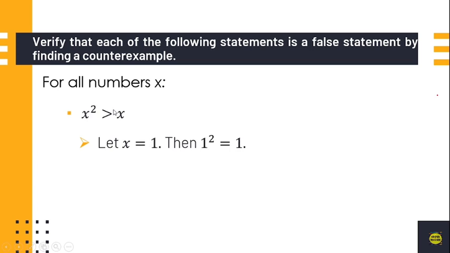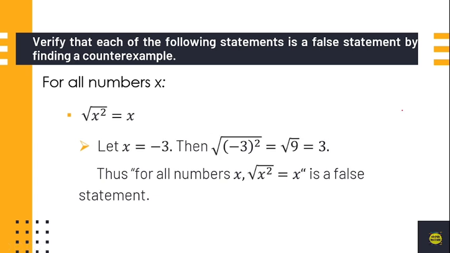Next, for all numbers x, x squared is greater than x. If our x is 1, then 1 squared is equal to 1. Are you sure that 1 is greater than 1? No. That is a counterexample.